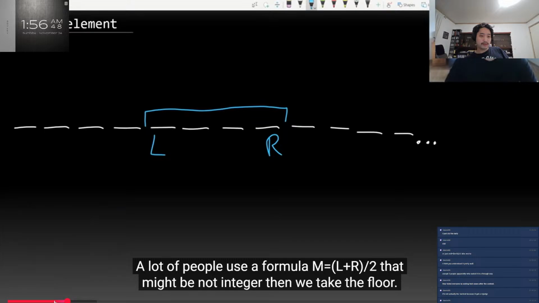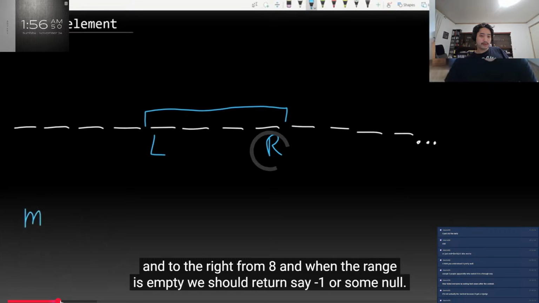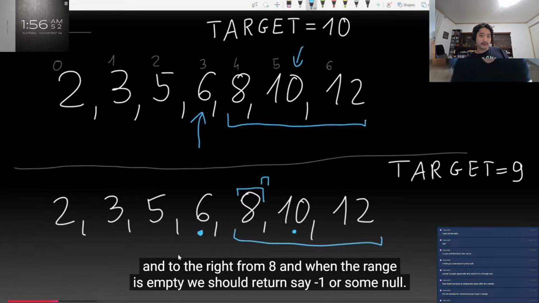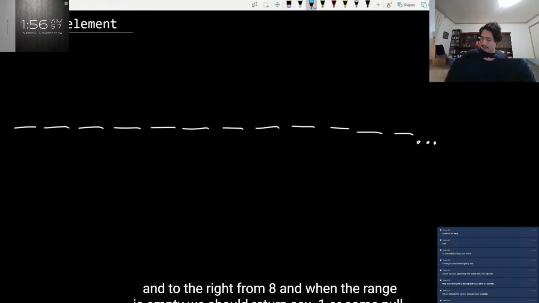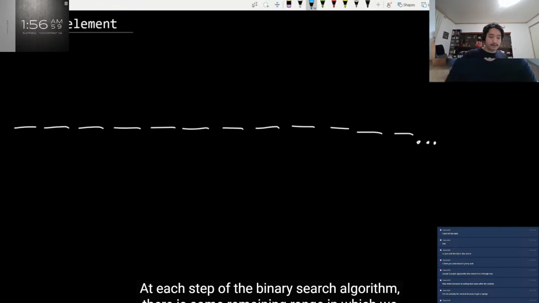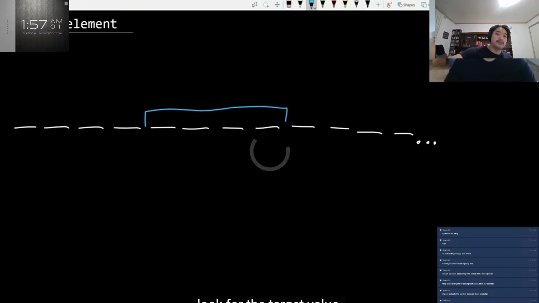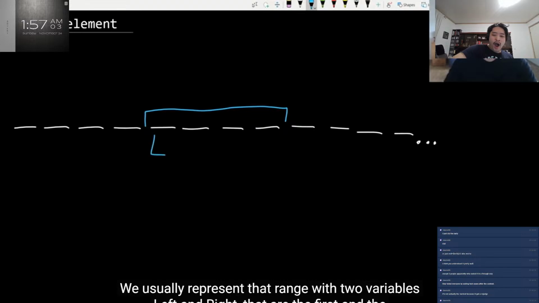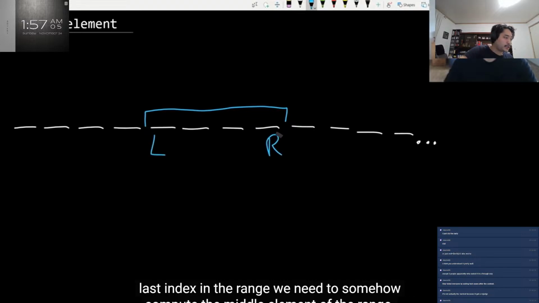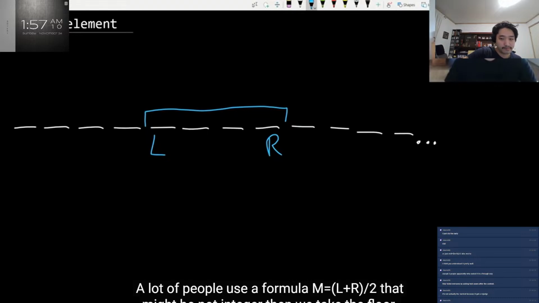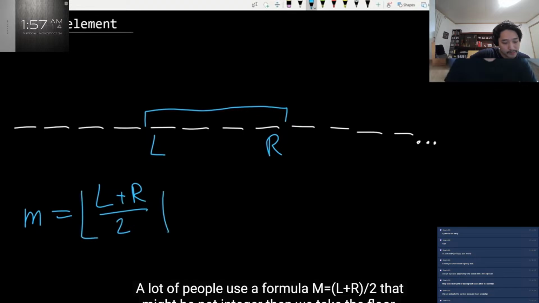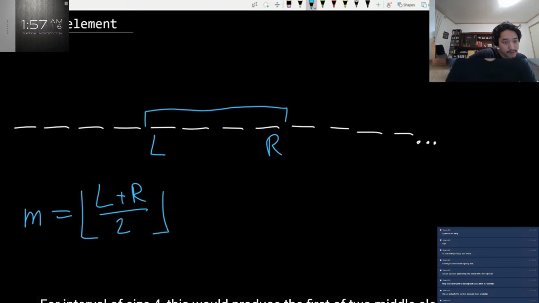A lot of people use a formula. And when the range is empty, we should return, say, -1 or some null. At each step of the binary search algorithm, there is some remaining range in which we look for the target value. We usually represent that range with two variables, left and right, that are the first and the last index in the range. We need to somehow compute the middle element of the range. A lot of people use a formula m is equal to L plus R over 2. That might be not integer, then we take the floor. For interval of size 4, this would produce the first of two middle elements, and that's perfectly fine.